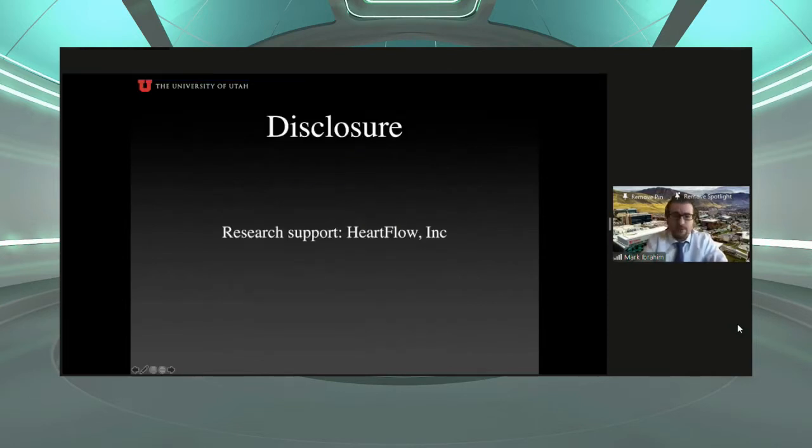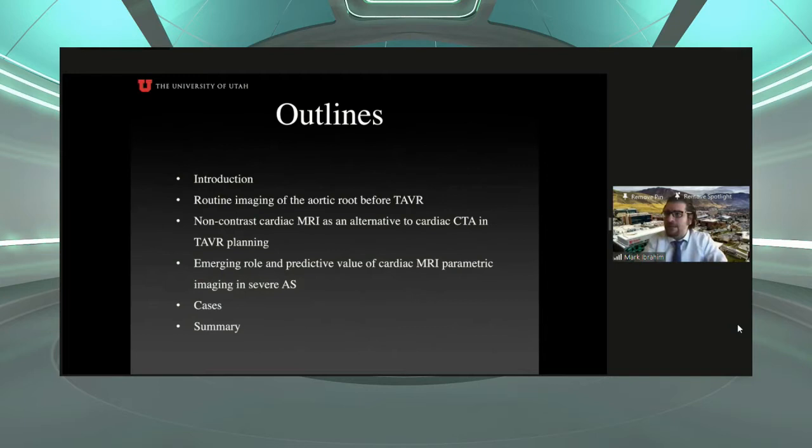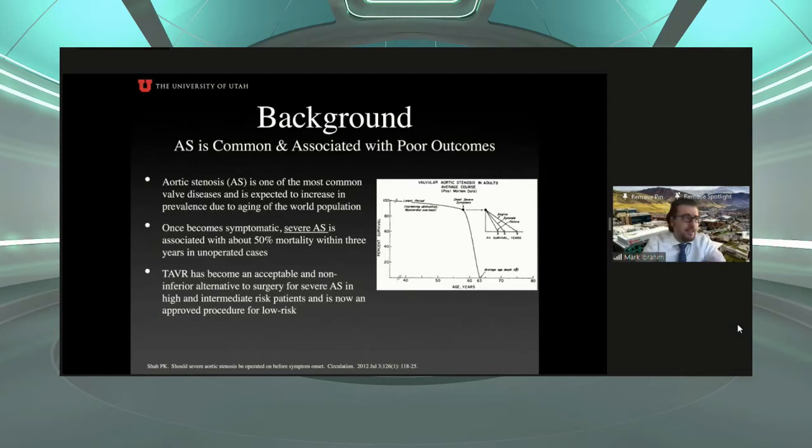This is my disclosure, and the outline will be basically an introduction about the prevalence and prognosis of aortic stenosis, and then routine imaging right now as part of the planning, then non-contrast MRI use, and then the emerging role and predictive value of cardiac MRI parametric imaging in severe AS. And then I'll present a couple of cases that were performed by Dr. Tandon as well.